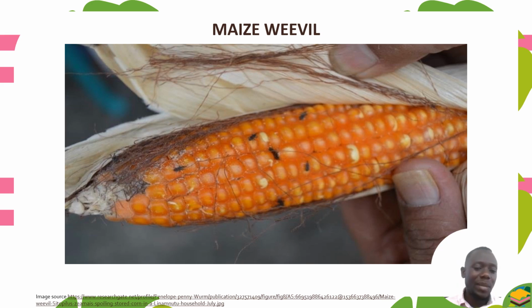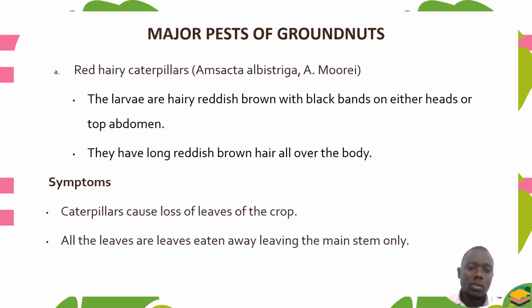This is just an example, a picture of maize weevil. You can see there is maize, and the maize there has been attacked by weevils. Those are the weevils. So let's look at major pests of groundnuts. I've got pests in general, but to be specific now, we're going to look at major pests of groundnuts.